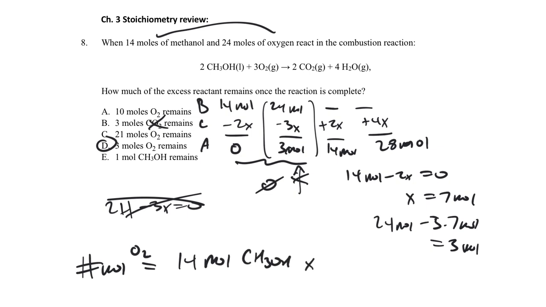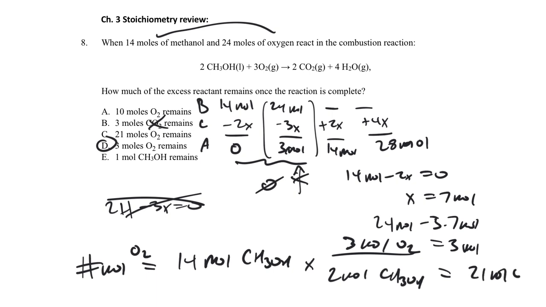And then, according to the reaction, for every 2 moles of methanol, we need 3 moles of O2, and that comes out to be 21, just like we saw before. So we could have been looking at this from a straight dimensional analysis perspective too, and come up with 21 moles of O2 react, leaving behind the 3 moles unreacted.